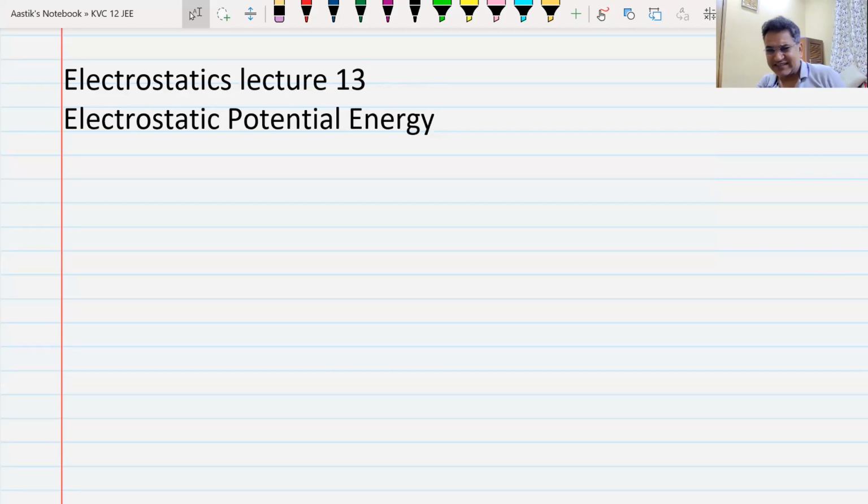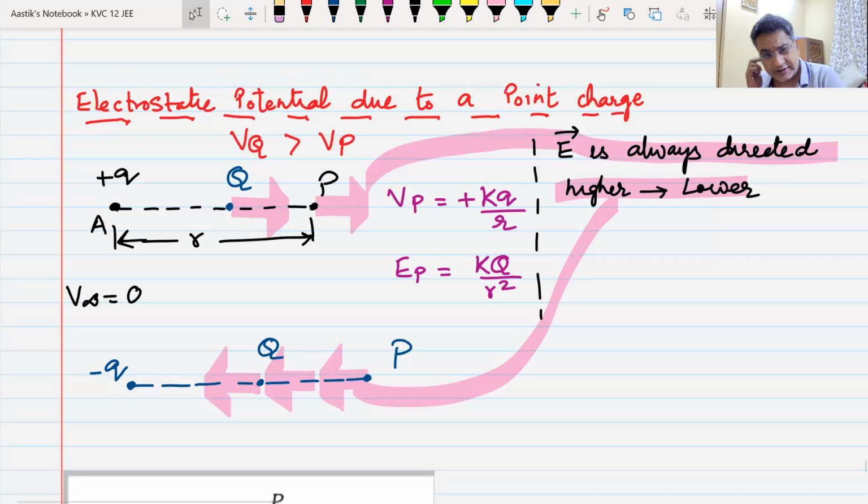Electrostatics lecture number 13. In the previous lecture, we were dealing with the electrostatic potential and electrostatic potential energy. We had seen the electrostatic potential created by a point charge. If it is a positive charge, it creates positive potential, plus kq by r. If it is a negative charge, it creates negative potential, minus kq by r.